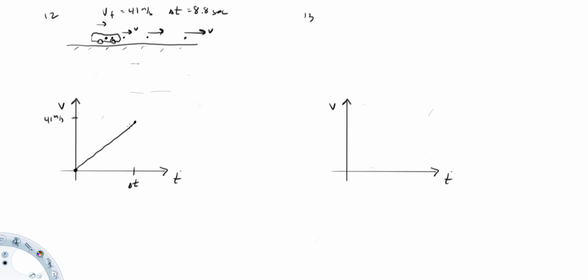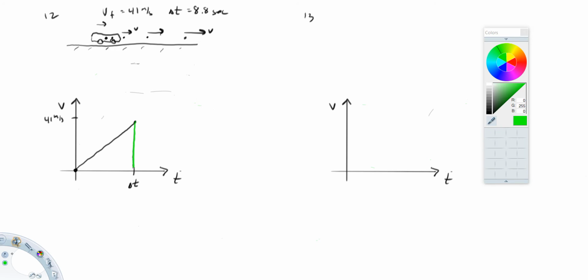Now, with these graphs that we're using, we basically have two things to think about, slope and area. Now, the slope is rise over run. That's this over this, and that's going to give you the acceleration of the car. And this area here is going to give you the displacement, the delta x.